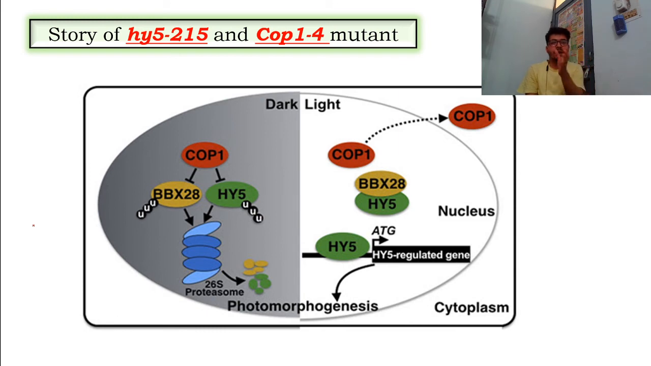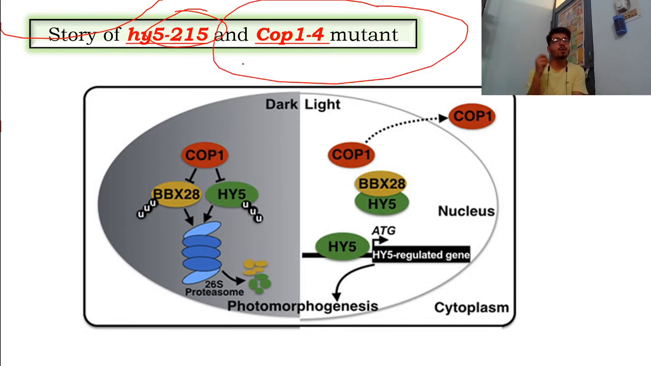So Hi5 and COP1, these two, dear friends, are interacting partners. In dark condition, COP1 will block Hi5, and Hi5 will be degraded with the help of COP1 through the 26S proteasome in dark condition.